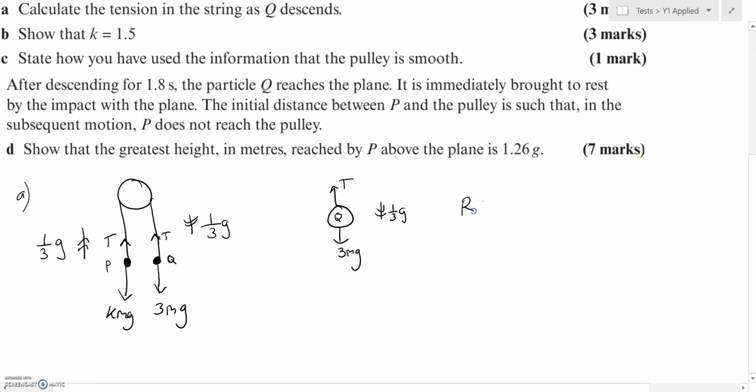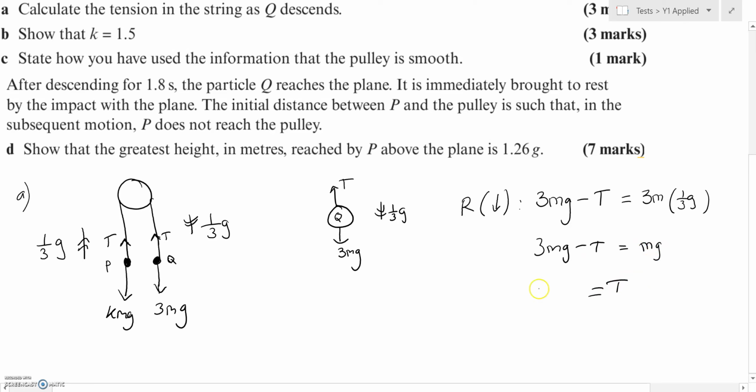And so let's look at the resultant force. Because it's accelerating downwards, I'm going to take downwards as positive. You've got a weight going downwards, so 3mg going down. You've got tension pulling it back up, so we're going to subtract the tension because it's going in the opposite direction. And this is equal to the mass of the object, which was 3m, times the acceleration, which was 1/3 g. I'm just going to simplify the right hand side first, and the 3's are going to cancel, leaving me with mg. If we rearrange this now, we should get T is equal to 2mg, which is great.